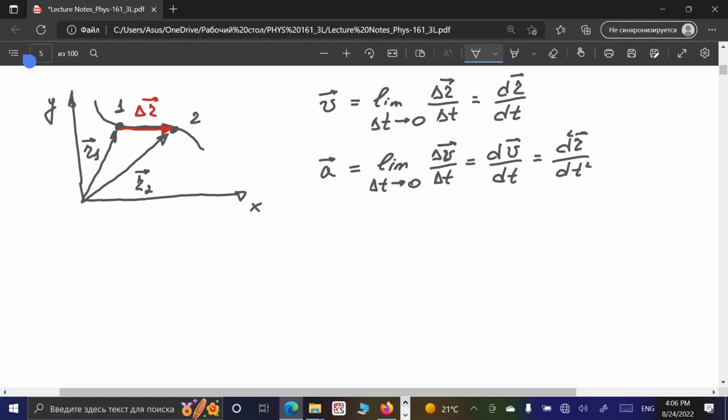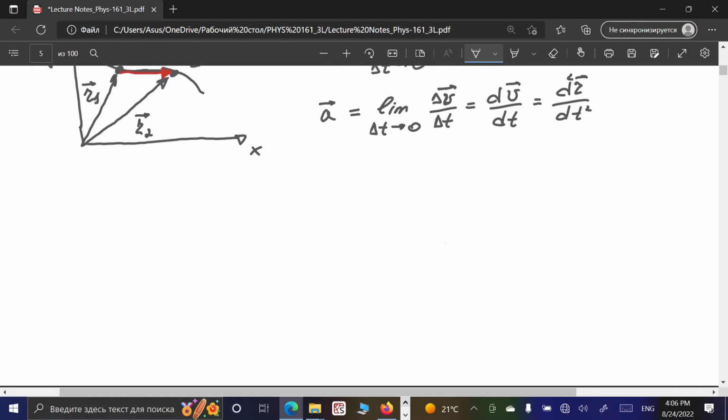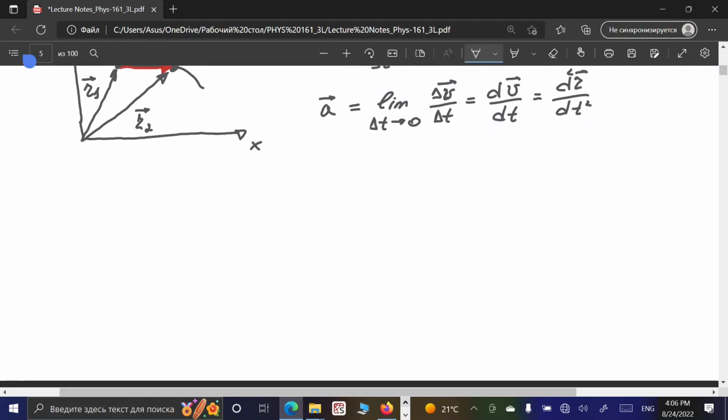So that is the definition of instantaneous velocity and acceleration vectors. And now we can already proceed with answering the main question of kinematics of motion in two and three-dimensional space. We want to know the position vector as a function of time at any moment. So that is our goal.